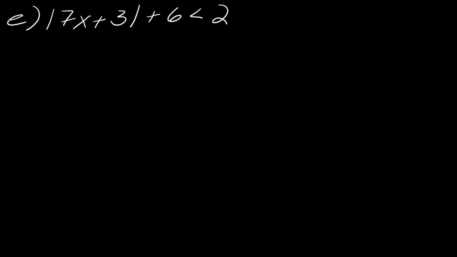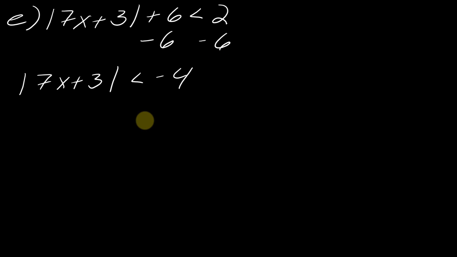Okay, E. So now I have the absolute value of 7x plus 3 plus 6 is less than 2. So this is still the same idea. You need to have the absolute value isolated. So the first thing that I have to do is I have to also get rid of the 6, because all of our rules always assume that the absolute value is isolated. And so now when I subtract the 6, now I have something else interesting that happens. So now I have a negative number here.